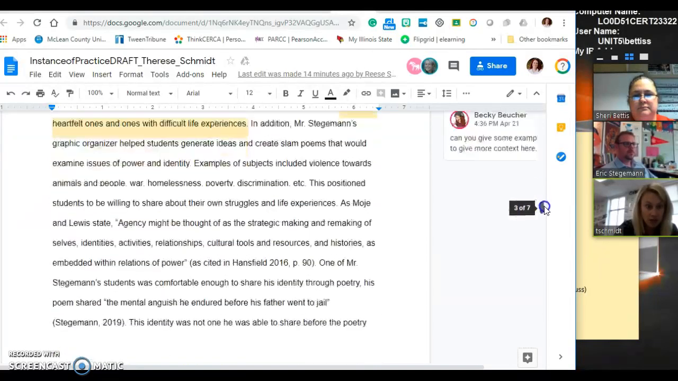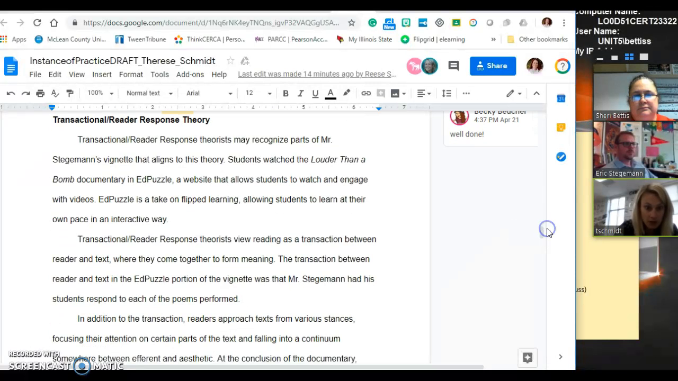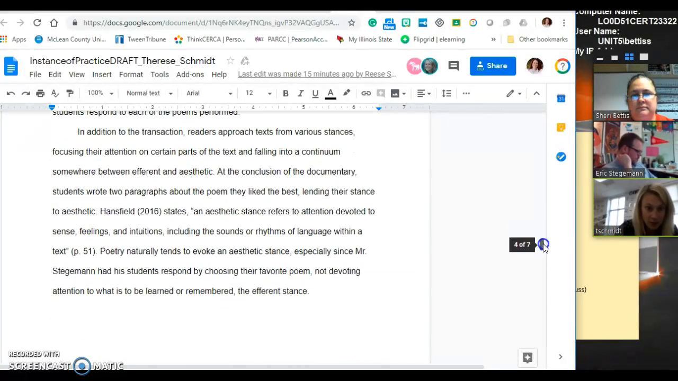And then the transactional reader response theory. How you introduced them to the Louder Than a Bomb documentary using the Ed puzzle. So it was the transaction between the text and the reader, because they were able to respond. They watched parts of the video and then they would respond. And I think that was really it.